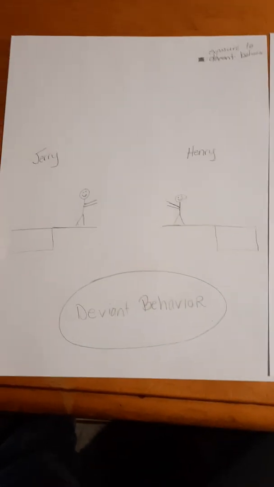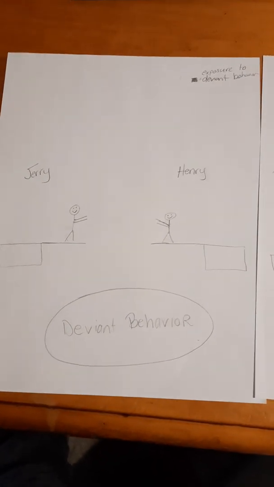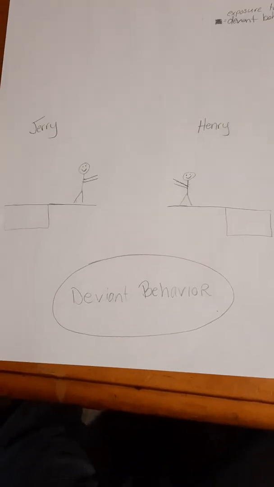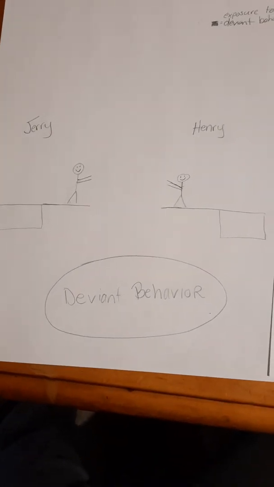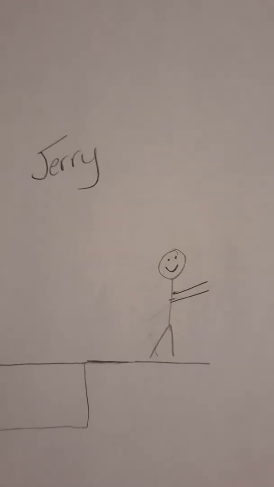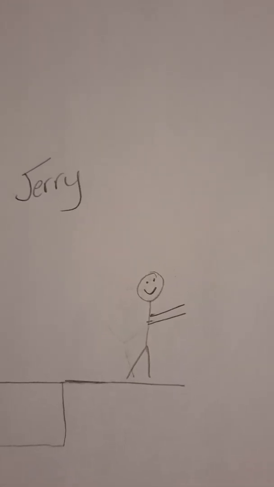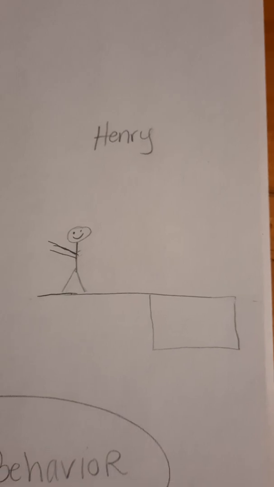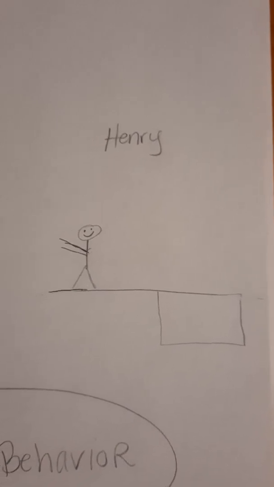Okay, I'm going to use my drawings to explain differential association theory. The theory is built on the assumption that deviant behavior is learned through exposure to it. So here I have Jerry, who is a 13-year-old boy who lives in what one would call maybe the projects. And then I have Henry. He's a 13-year-old boy who lives in a very well-maintained subdivision.